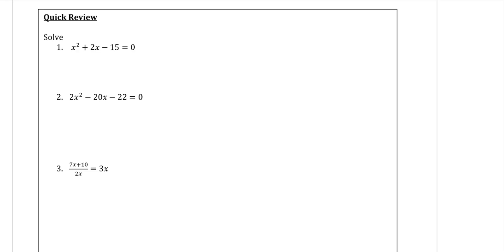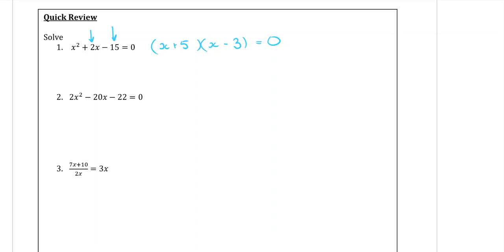To solve this, we first of all need to factorize it. It's a monic trinomial, so it's going to factorize into two brackets equal to 0. We need to find two numbers that multiply to give the negative 15 and add to give the 2. The numbers that work would be a positive 5 and a negative 3.